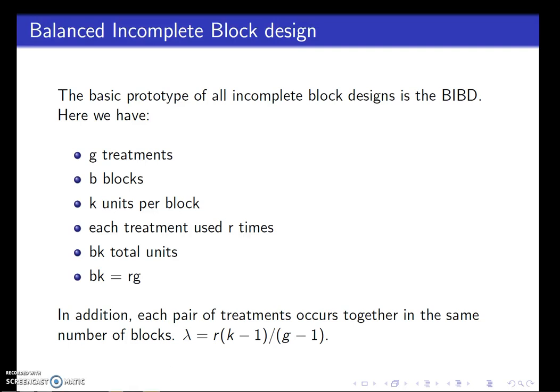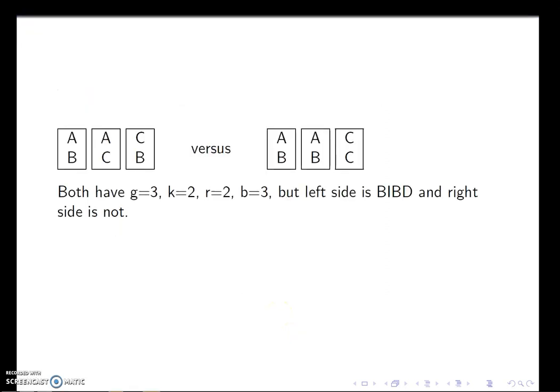In addition, each pair of treatments occurs together in the same number of blocks. So this gives you a value for how many times each pair, like the A and B pair or A and C pair, occurs in the same number of blocks. So it gives us that sense of the replication of the treatment pairs also.